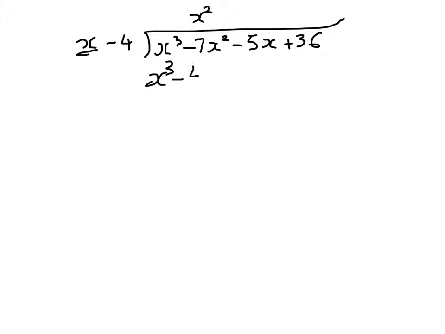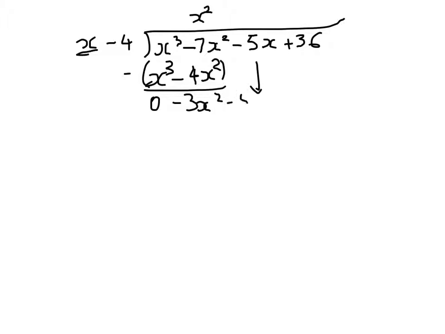Okay, so x cubed minus 7x squared minus 5x plus 36, and here I've got x minus 4. So I do my match up. I'm going to do this one a little bit faster. x times what will give me x cubed? x squared. x cubed minus 4x squared. Put in your brackets if you need them. So that's 0, then minus 7x squared plus 4x squared is minus 3x squared.